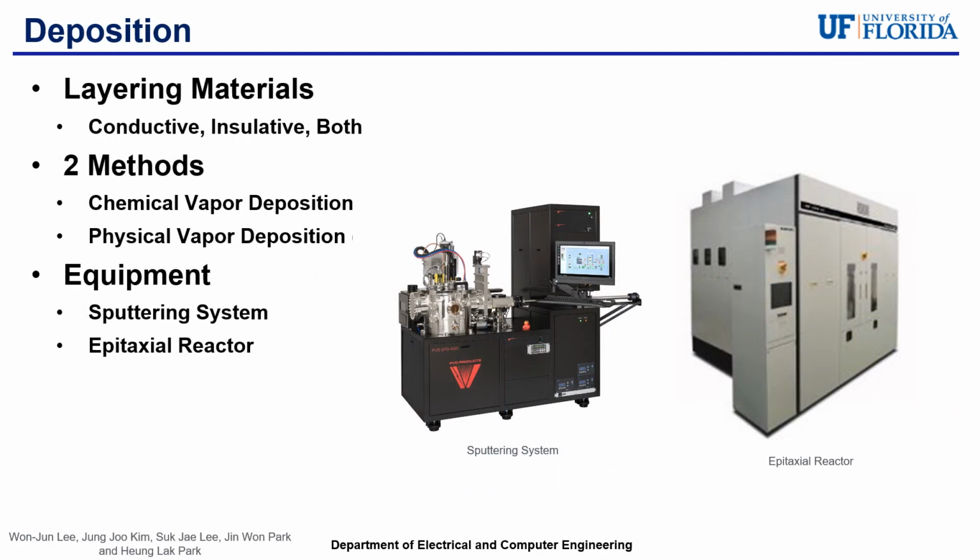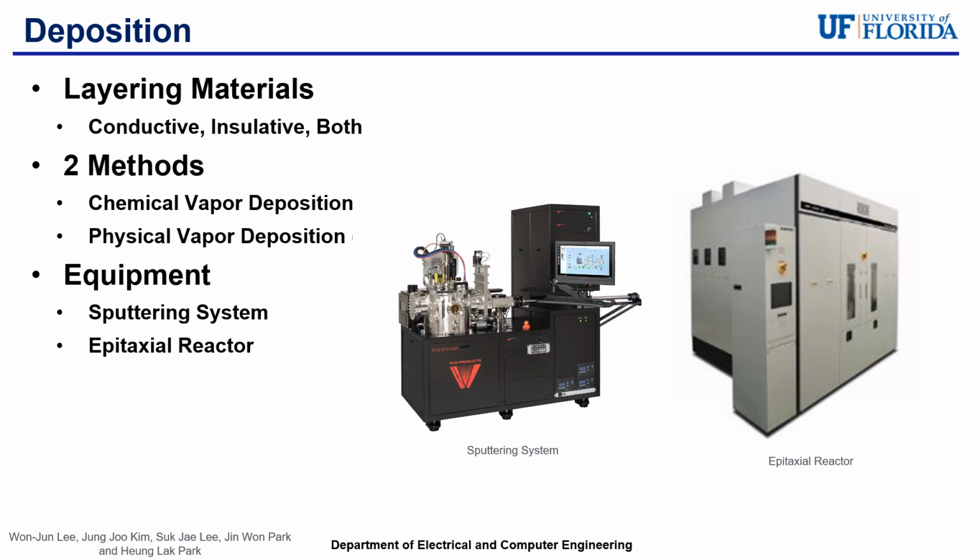The next step in line is deposition. Deposition is a step where materials are layered onto the silicon wafer. These materials can be conductive, insulative, or sometimes both, and they are added to create the various parts of a semiconductor circuit. There are two main methods of deposition: chemical vapor deposition, CVD, and physical vapor deposition, PVD.